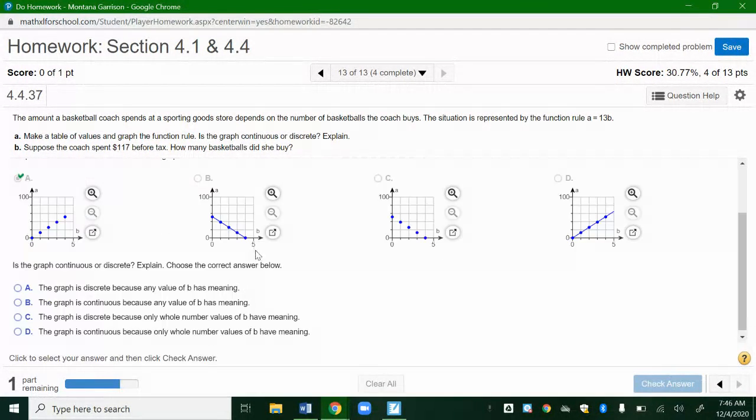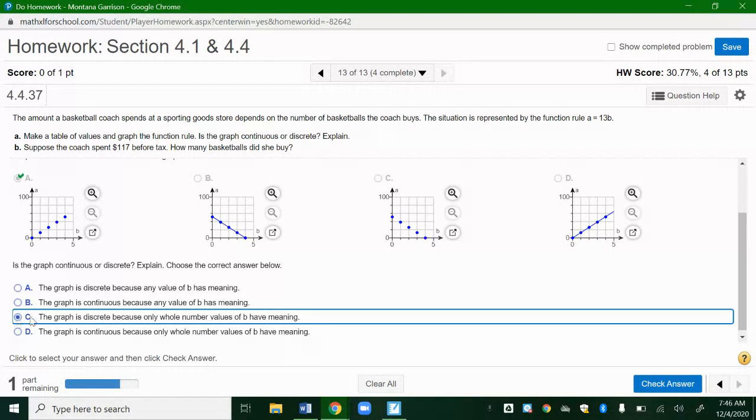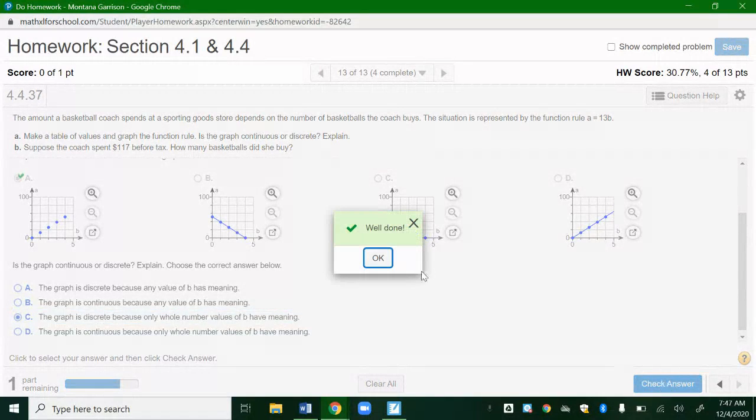Continuing with that, we have to talk about discrete or continuous. Again, watch the video on 4.4 if you have not heard discrete or continuous. We just talked about how whole number values have meaning. So it's going to be between C and D because they say only whole number values have meaning. And C is talking about discrete. Discrete is what means only whole number values have meaning. Continuous would be with that line through, continuing the graph the whole way.